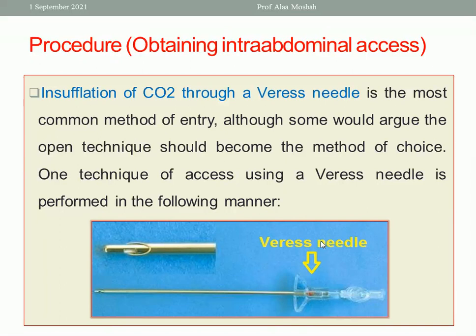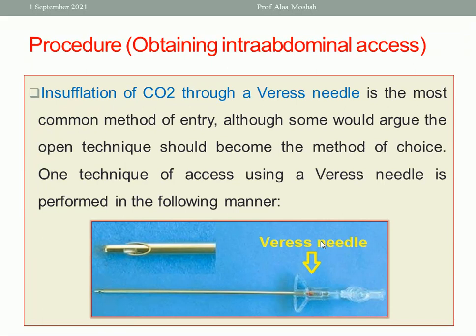So, how to do intra-abdominal access? First, insufflation of CO2 through varus needle is the most common method of entry, although some would argue the open technique. So I have a closed technique using varus needle to insufflate the abdomen with CO2, or an open technique of Hasson, as I will mention later on. Okay?